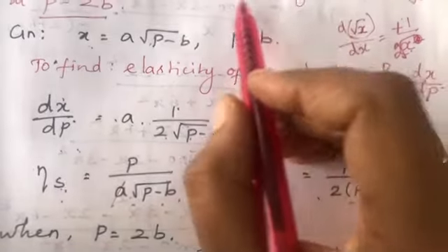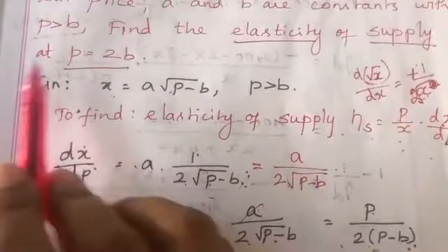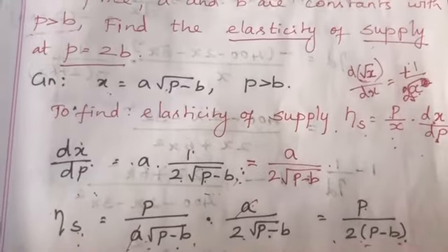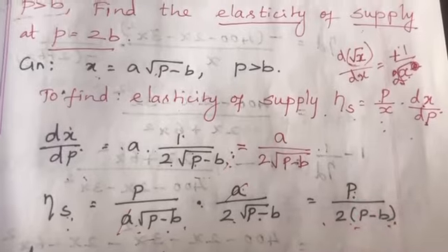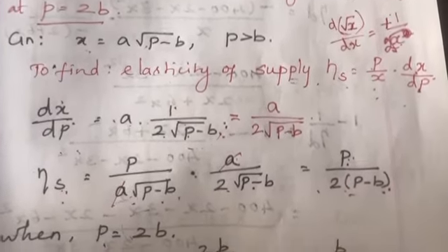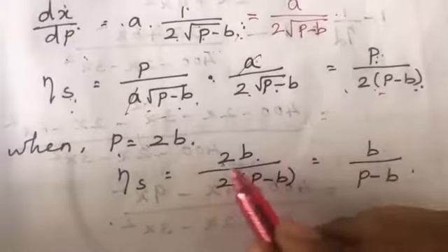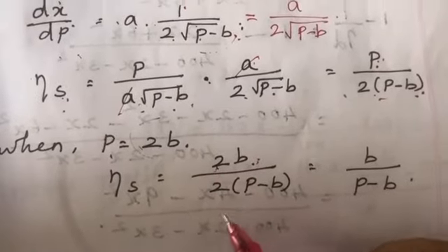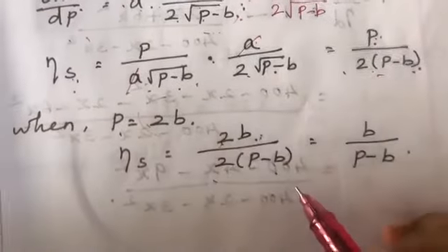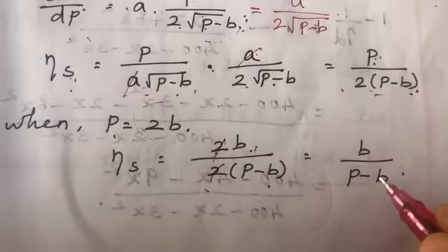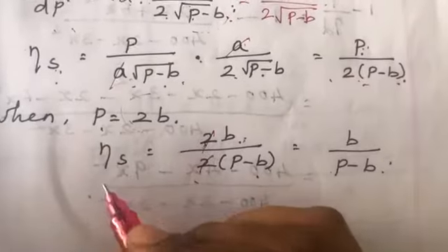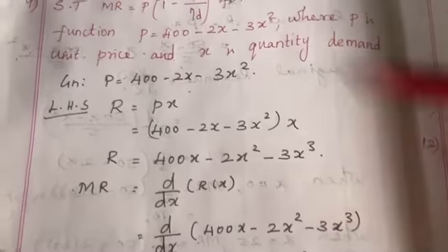We need to find the elasticity of supply at P is equal to 2B. So we have to substitute 2B instead of P. So P க்கு பதிலா 2B போடணும். 2B divided by 2 into P minus B. So 2 and 2 will get cancelled. B divided by P minus B. That is eta S.